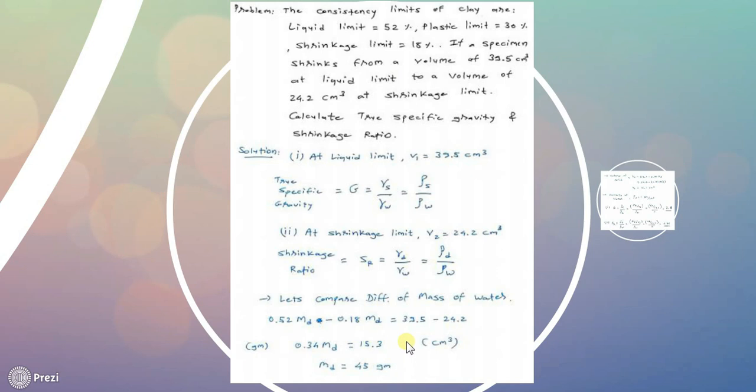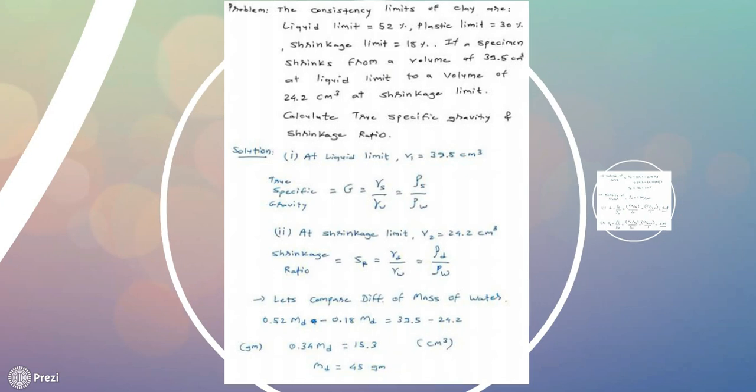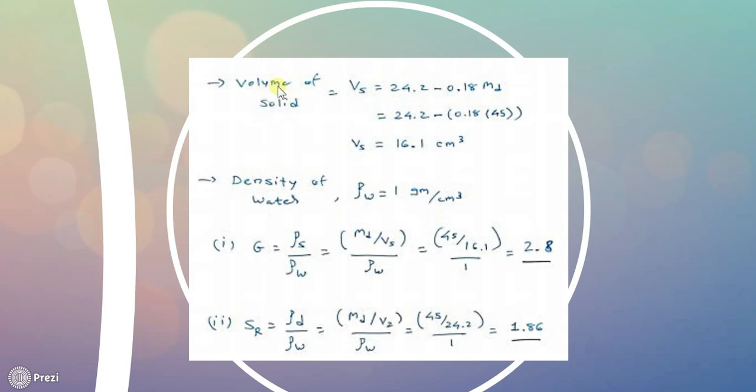Now I will use MD further. Now I'll calculate the volume of solids. Vs is equal to 24.2 minus 0.18 into MD; I am calculating the volume of solids at case 2. Why 0.18? Because at case 2 the shrinkage limit was 18 percent. Putting in all the values and the MD value, I am getting the volume of solids at case 2 as Vs is equal to 16.1 cm³. We know the density of water very well: rho W is equal to 1 gram per cm³.